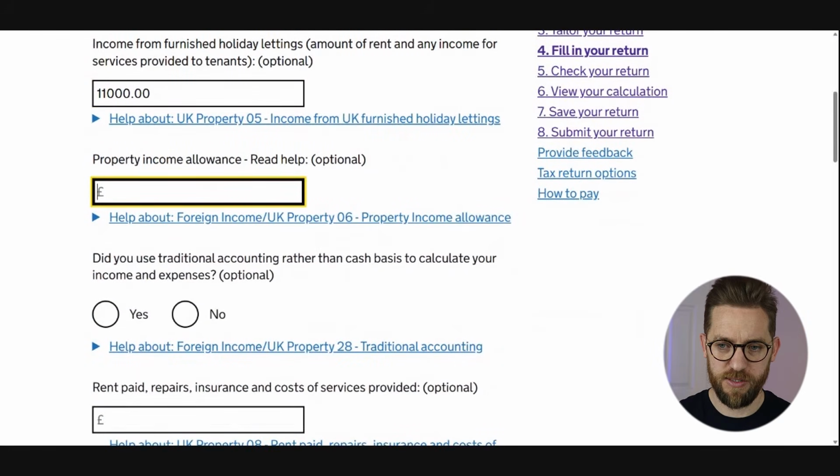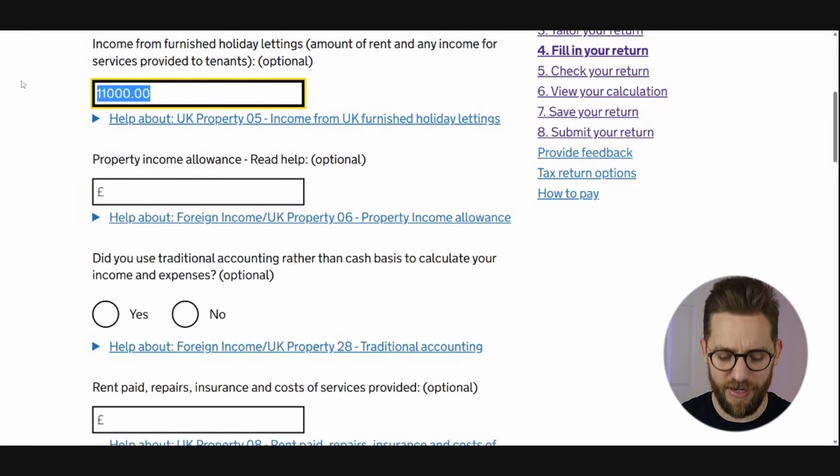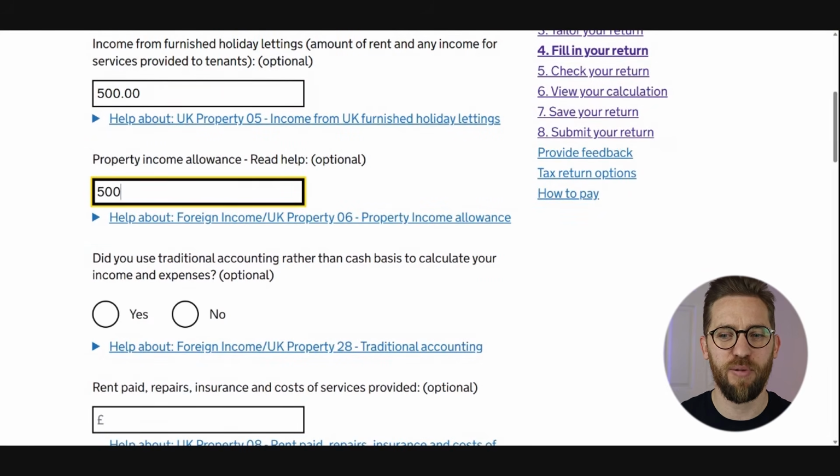Property income allowance. To explain this one, property income allowance is £1,000 or up to £1,000. You can't create a loss with it, and it would replace any expenses. So let's say I only had £500 of income here. I can't create a loss, and it's up to £1,000. So I could input 500 and that'll bring me down to zero profit, but I can't input 1,000.